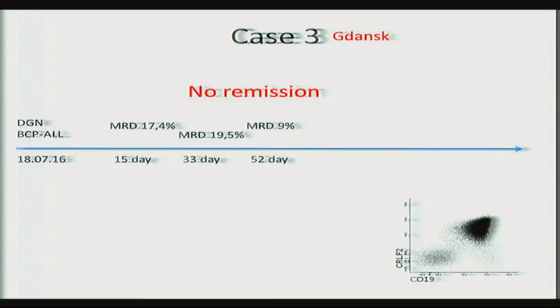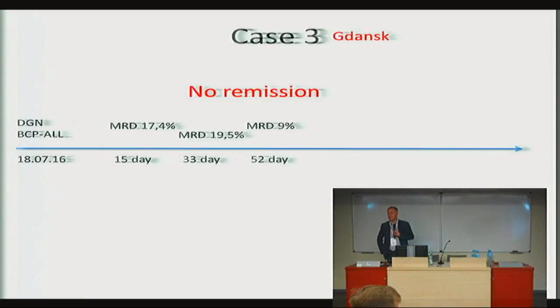Another case from Gdańsk, no remission, so this is really severe. If you have pediatric patients with ALL with no remission at all after 33 days, it means that the risk of unfavorable outcome, death, is about 99%. This guy, even at day 52, has still no remission, so it means that the leukemic cells were resistant to our treatment.